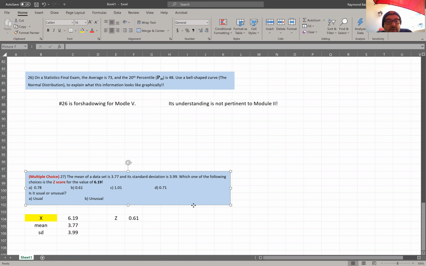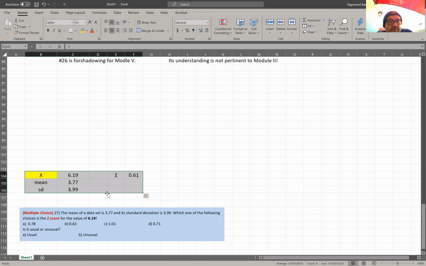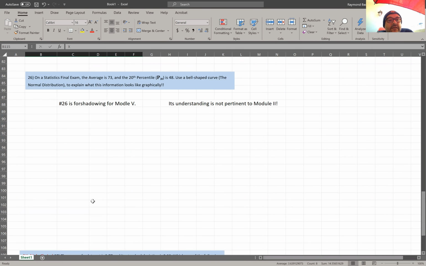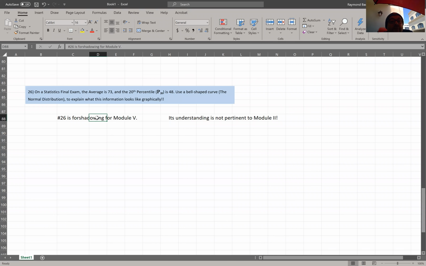All right, guys, let's look at number 26 now. Let me just move this away so we can comfortably have a conversation about number 26. Again, as I said here, number 26 is a problem that foreshadows module 5. Nevertheless, it's a good idea to pick it up early on, at least look at it visually.